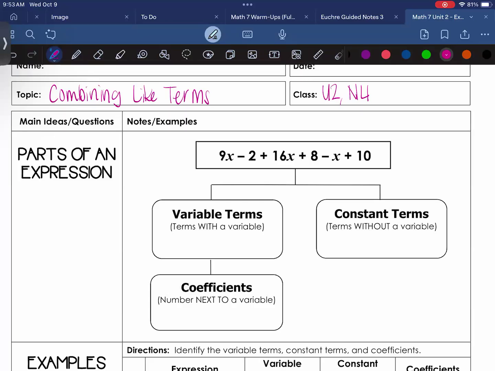All right, go ahead and label the topic for these notes, combining like terms. It is Unit 2, Notes 4.